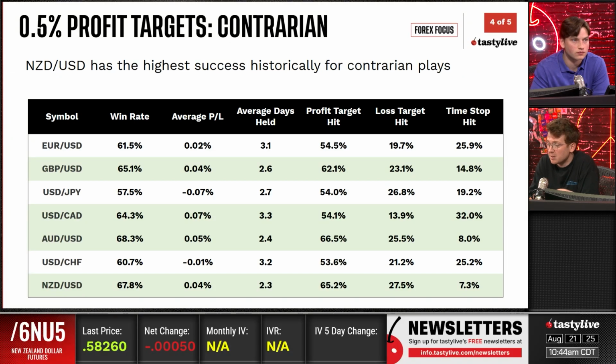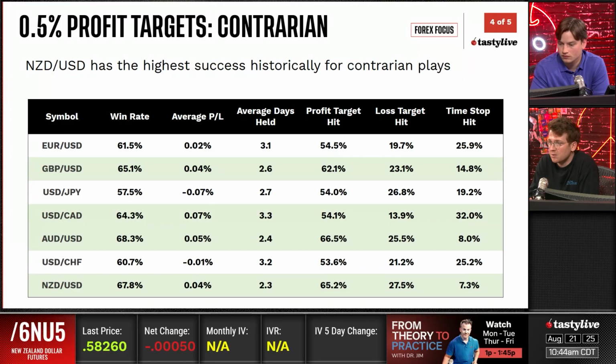Of course, past performance is not going to be indicative of what happens in the future. But it is one of the only things that we really have to go off of a lot of times, is what this thing has tended to act like historically. And those currencies have tended to be more mean reverting.